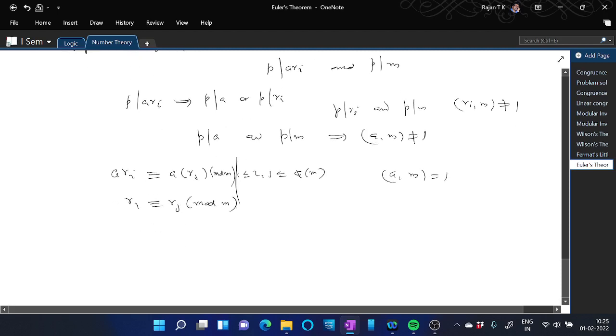Now ri and rj are actually residues modulo m, that is, remainders less than or equal to m. So since ri is congruent to rj mod m and ri and rj are least residues modulo m, this is possible only if ri equal to rj, because ri congruent to rj mod m means m divides ri minus rj, and ri and rj are less than or equal to m, and this is possible only if ri minus rj equal to 0. So ri is congruent to rj mod m only if ri is equal to rj. That means the least residues of a r1, a r2, etc., a r phi(m) are distinct, and they are actually r1, r2, etc., r phi(m) in some order. Hence the result.